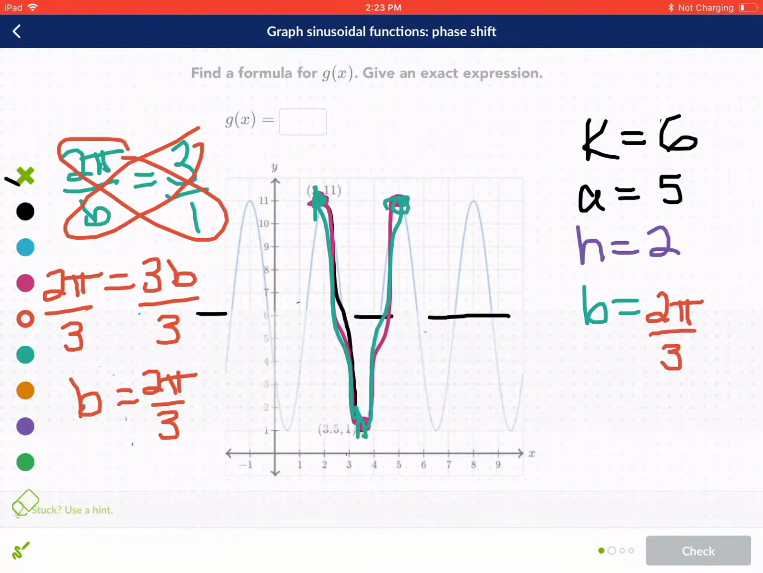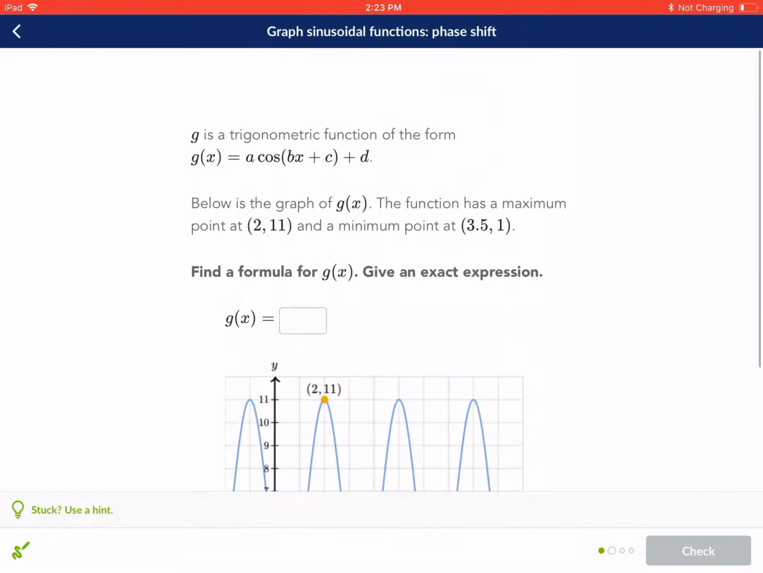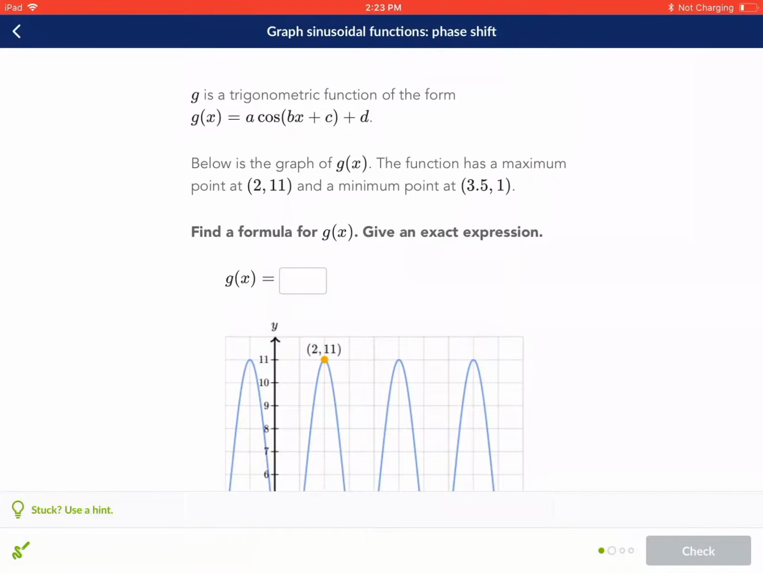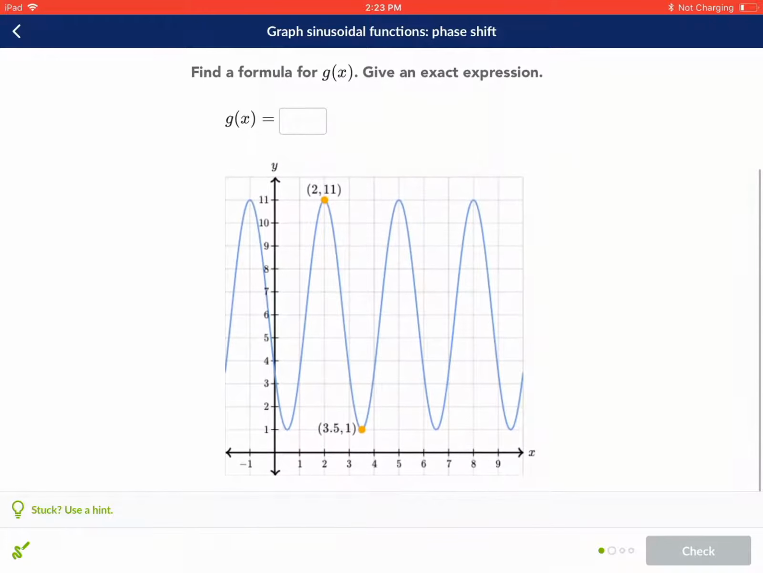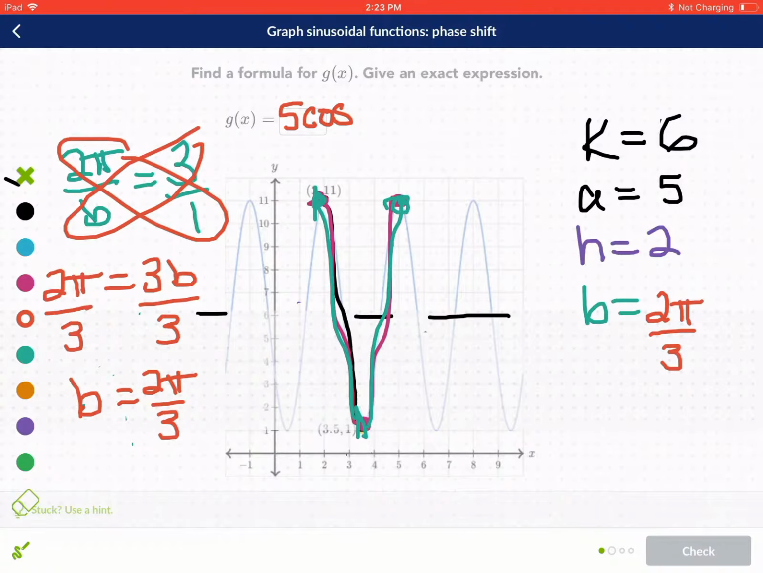Wonderful. Okay, so now I need to go ahead and write the equation. My equation will start off with 5 cosine, and I have 2 pi over 3. Now, be careful when we're doing this. Notice that the B is inside the parentheses, so we're actually going to have to distribute.